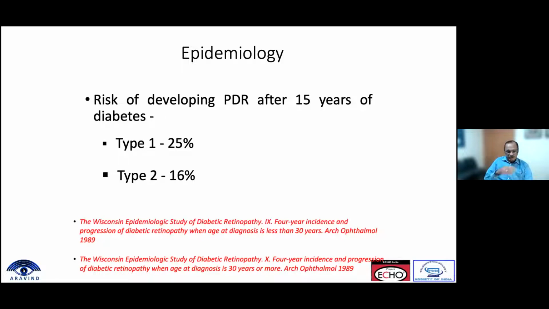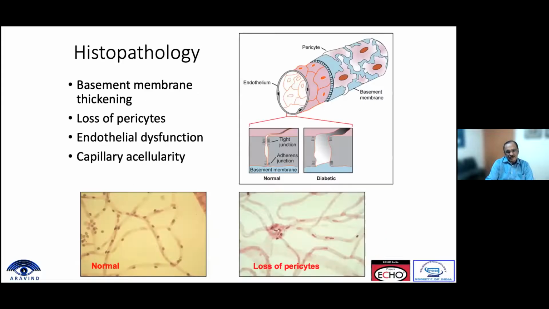If you look at the previous data on the risk of developing proliferative diabetic retinopathy after 15 years of diabetes, about 25% of type 1 patients would develop PDR, while in type 2 it is almost 16%. With changes in the approach to management of diabetes, this is changing over a period of time. This data comes from the Wisconsin Epidemiological Study of Diabetic Retinopathy, so quite some time back.